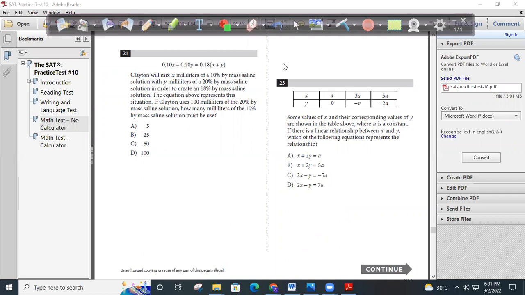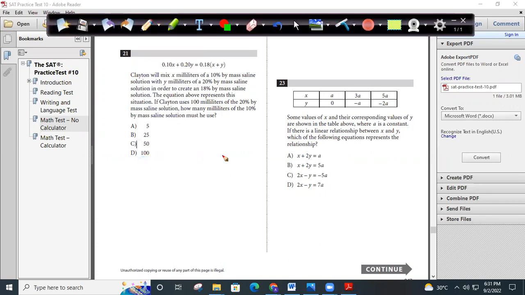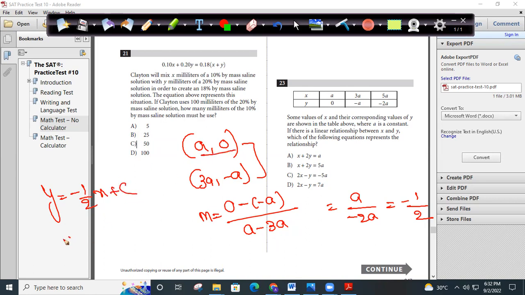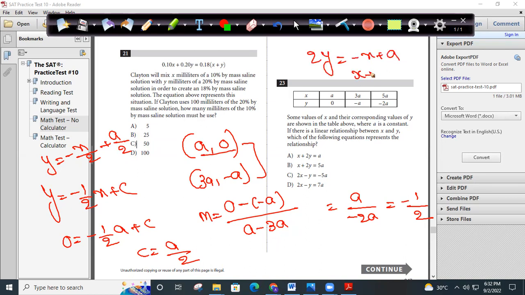Same logic. Whenever you have the equation of a line, you should simply follow the logic I told you. Take 2 points, (0, a) and (3a, -a). Find the slope: 0 minus (-a) by a minus 3a, that is a by -2a, which is -1 by 2. So y = -1/2 x + c. Plug in this point: 0 = -1/2 a + c. So c = a/2. Therefore, y = -x/2 + a/2, or 2y = -x + a, or x + 2y = a.